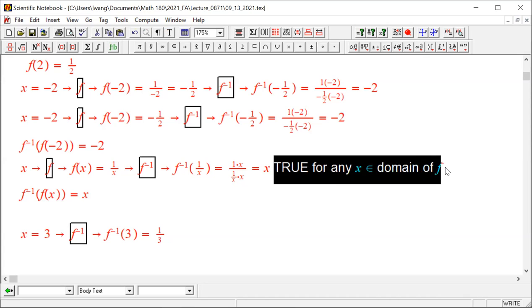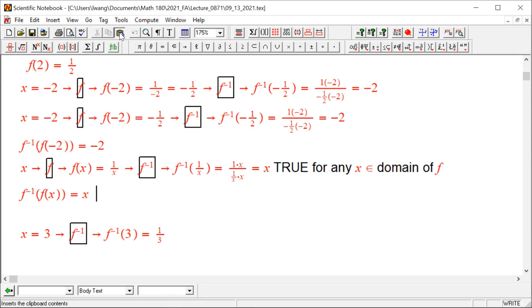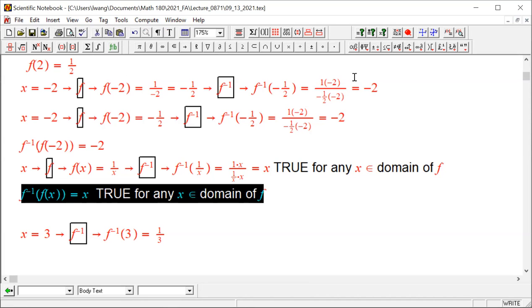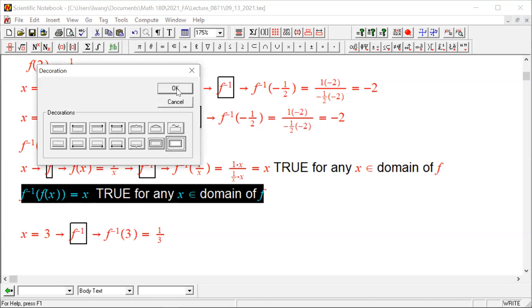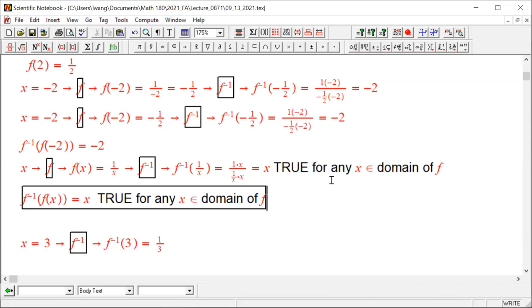So this is always true for any x from the domain of f. Professor, x cannot be equal to 0, does it need to be mentioned? It doesn't need to be, because the domain of f already says x is not equal to 0.